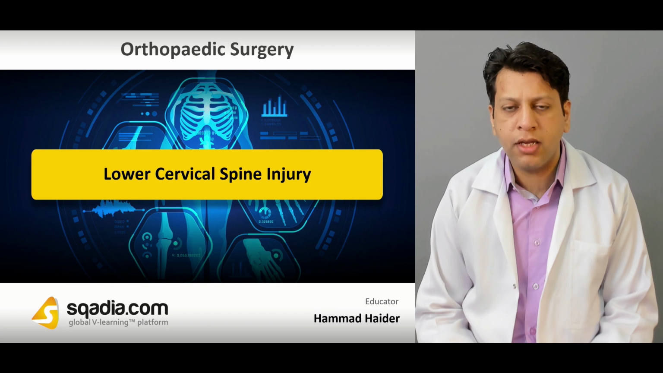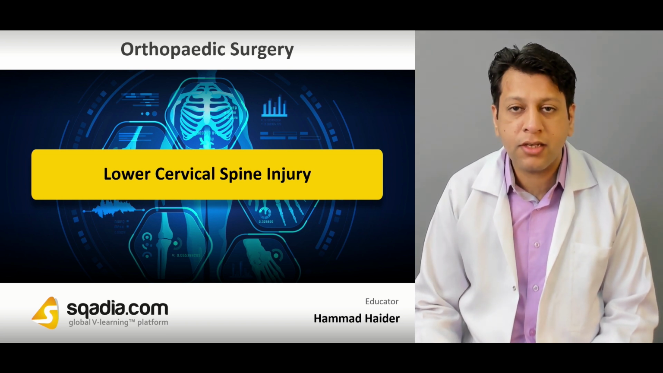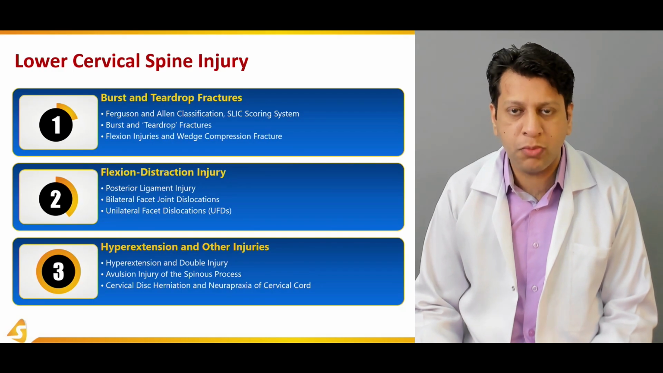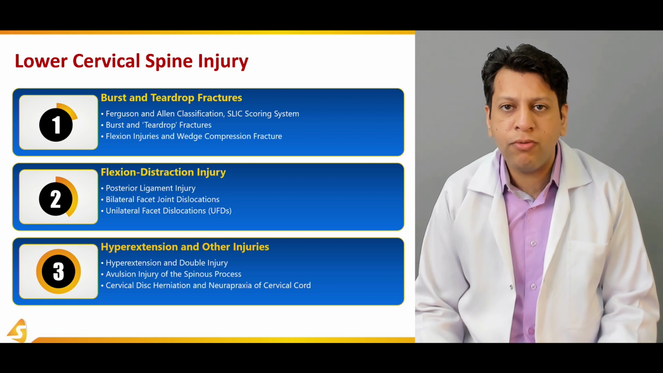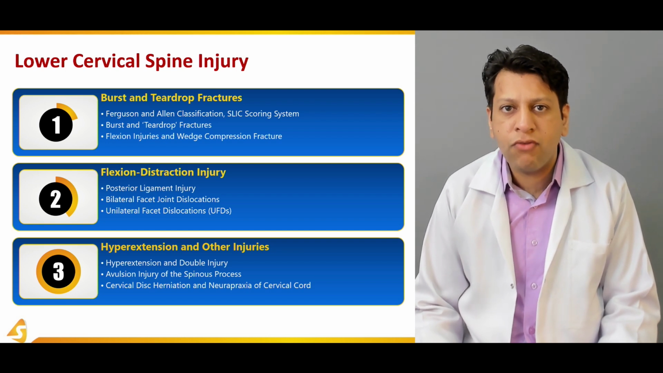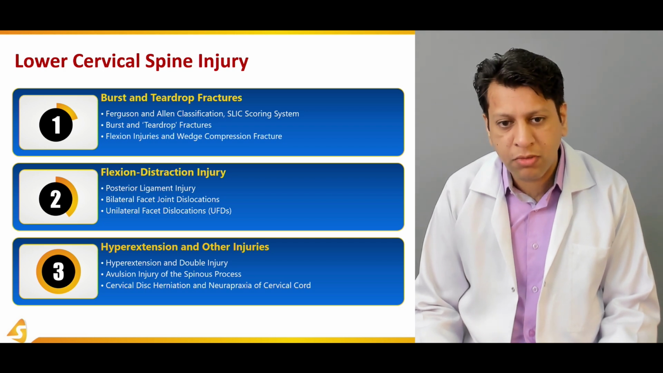Today our topic is the lower cervical spine injuries. Today we'll be discussing all the injuries of the subaxial spine. As you know, the occiput, C1 and C2 form the upper cervical spine, and from C3 till C7 becomes the subaxial or lower cervical spine.